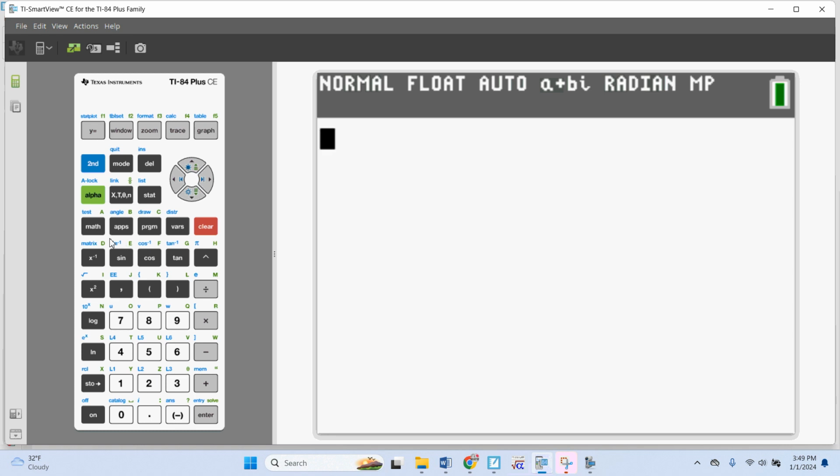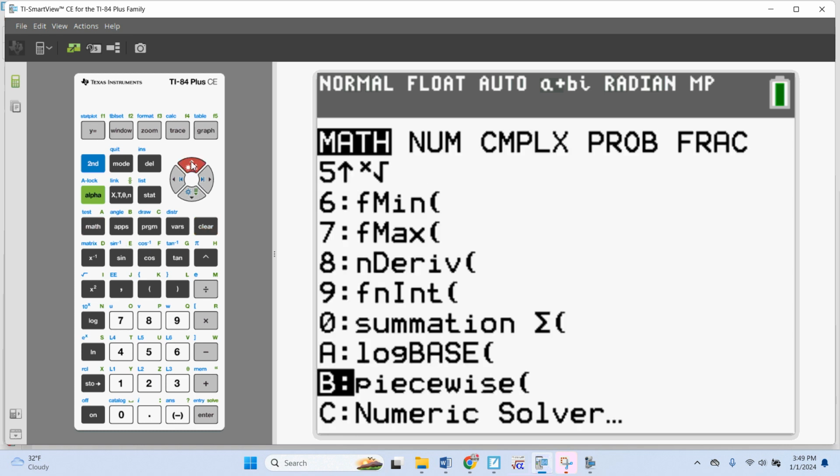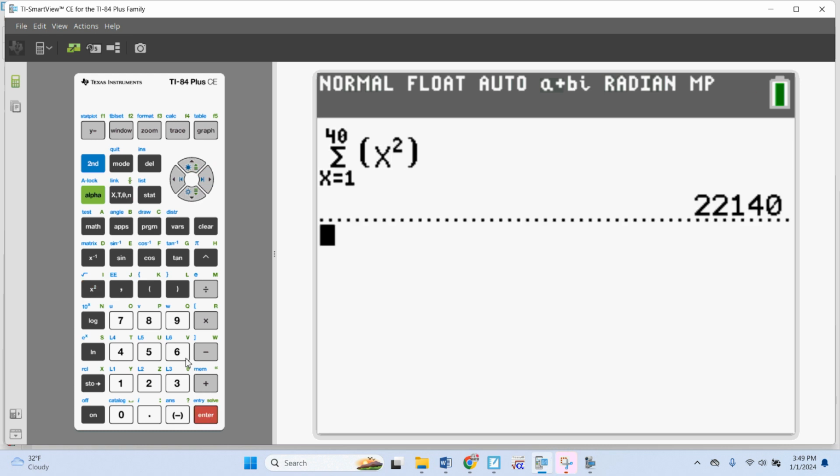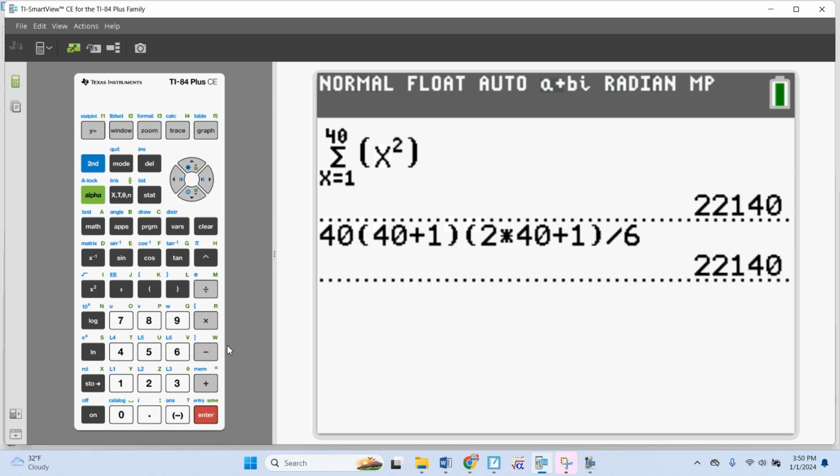Now, I know that some of you are thinking, well, can't we do this on the calculator? And yes, absolutely, right now, we can do this on the calculator. We can use whatever variable we want. I'm going to use x because it's easier than k. So I could put x equals 1 to 40, and type x squared. I hit enter. I get the same thing as if I had done 40 plus 1, 2 times 40 plus 1, divided by 6, and we get the same thing.